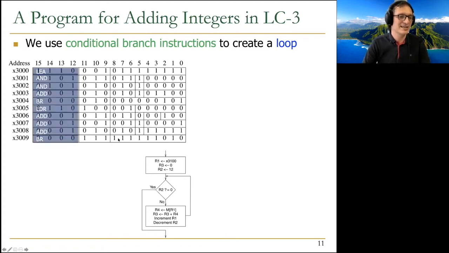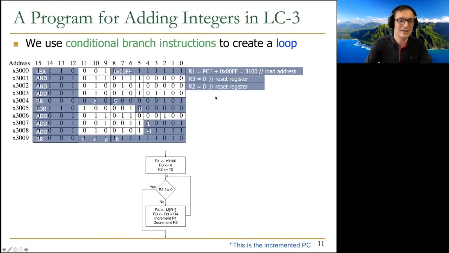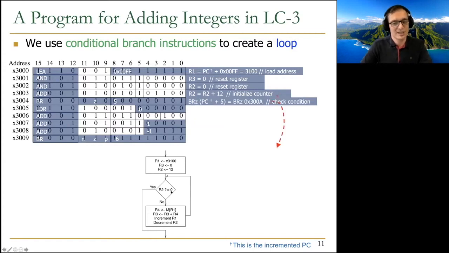So you can see that there's a load effective address that loads the value 3100. And this is basically what we do in the instructions. So this is the load address, as you can see over here. And then we reset the registers, the top two things over here, R3 and R2. And then we initialize the counter, as you can see over here, R2. And then we check the condition that's over here. And then we jump out if the condition is true.